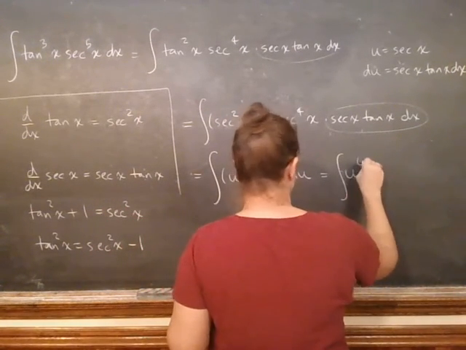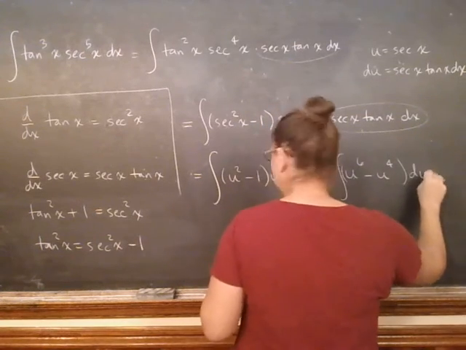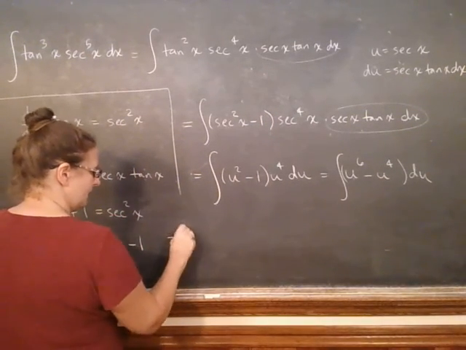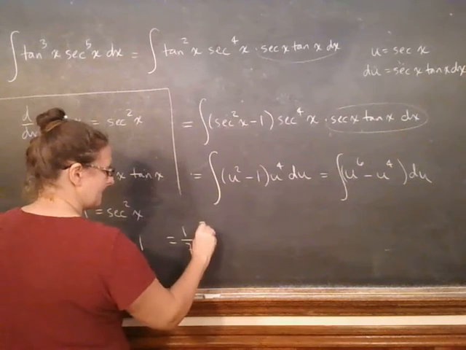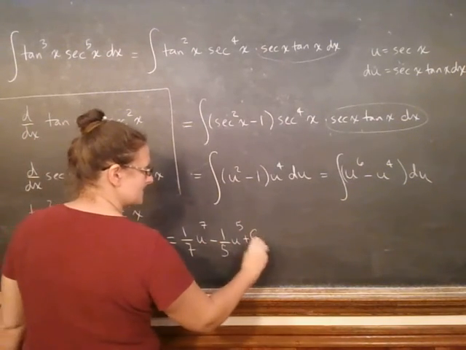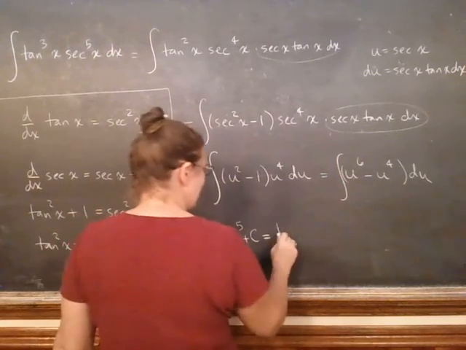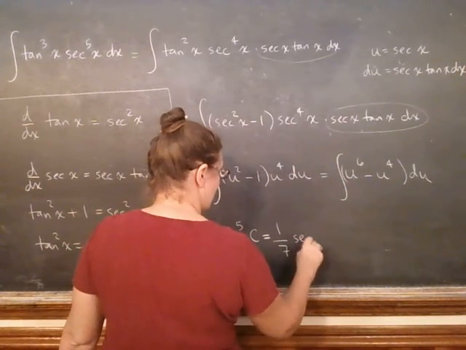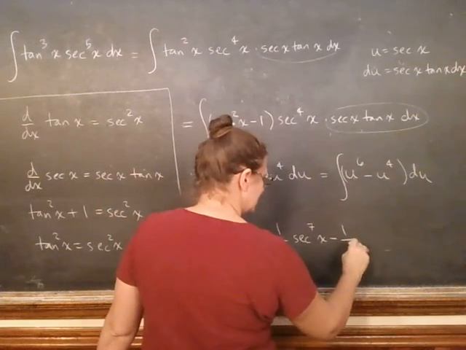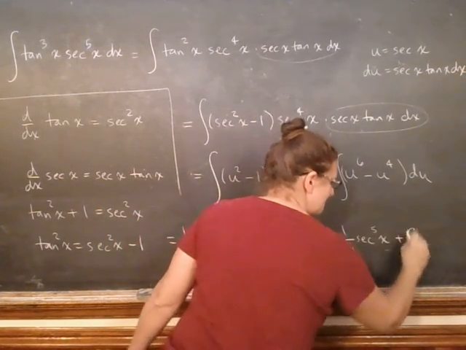U to the 6th minus u to the 4th. So I've got 1/7 minus 1/5. And then I want to put back u equals secant x at the end. So secant to the 7th minus secant to the 5th. And there's my answer.